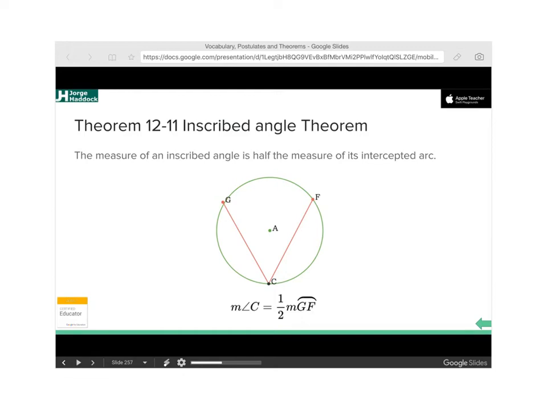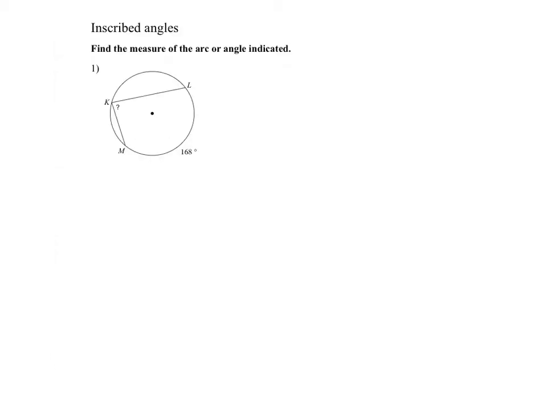Hi. So in this lesson, we're going to be working with the inscribed angle of a circle. An inscribed angle is an angle that has its vertex on the circumference. So C is going to be on the circle, on the green part. And the measure of that inscribed angle is going to be half of the arc that it intersects. So the angle C is going to be half of the measure of GF. So this one, I want to find this angle right there.